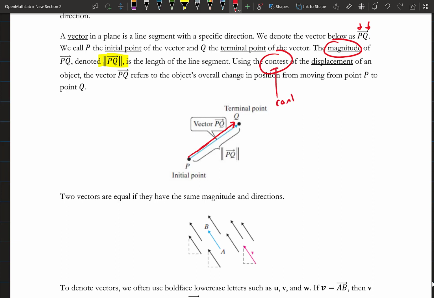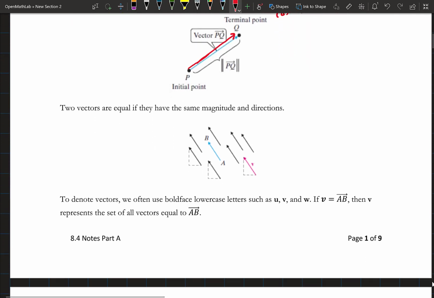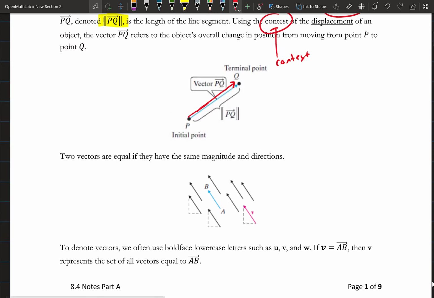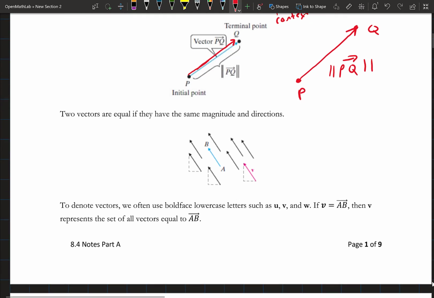This should be context. So using the context of the displacement of an object, the vector PQ refers to the object's overall change in position from moving from point P to point Q. I have this diagram here. Just to reiterate, if we have a point P and a point Q, and I draw this line segment with an arrow showing the direction, then that's what we consider a vector. The length of the vector is the magnitude of vector PQ. So that's vector PQ.